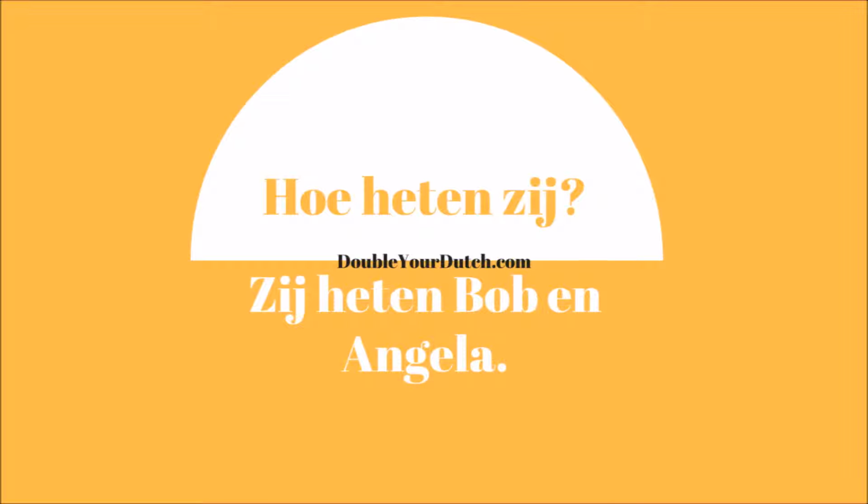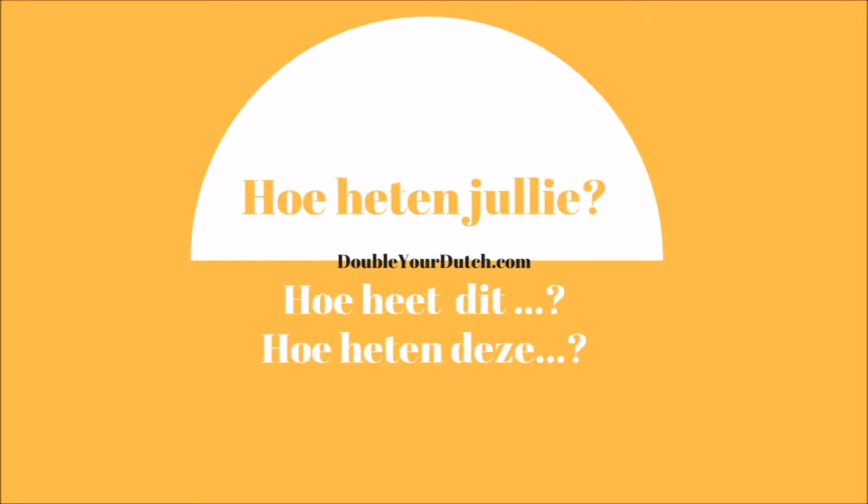Hoe heten zij? How are they called? Zij heten Bob en Angela. They are called Bob and Angela. Hoe heten jullie? How are you guys called? Or you might say also about objects, hoe heet dit ding? Hoe heten deze dingen? How are these things called? The singular would be dit, the plural deze.